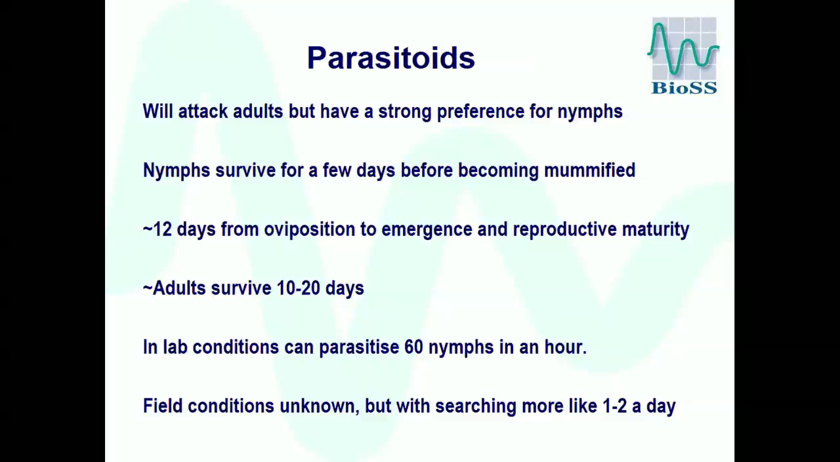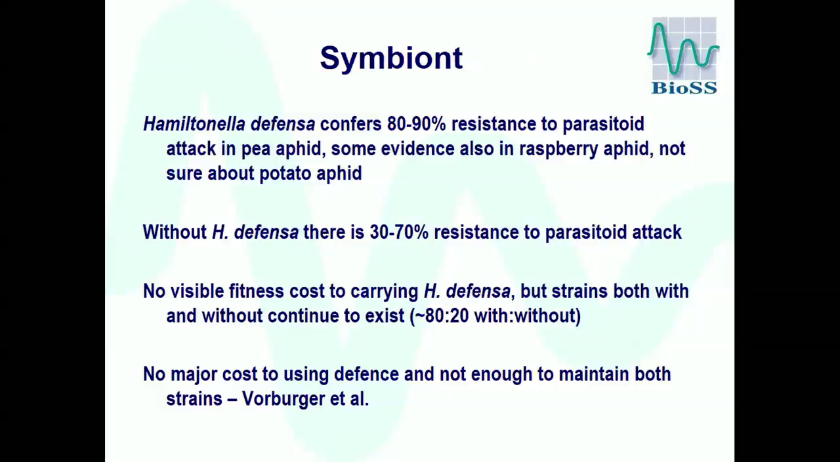Hamiltonella defensa is the one we're interested in. In a number of species, it confers 80 to 90% resistance to parasitoid attack in pea aphid. There's evidence in raspberry aphids, and we're still trying to look at what's going on in the potato aphid. I'm supposed to be meeting with Ali on Thursday and finding out the results of the experiments into that one.